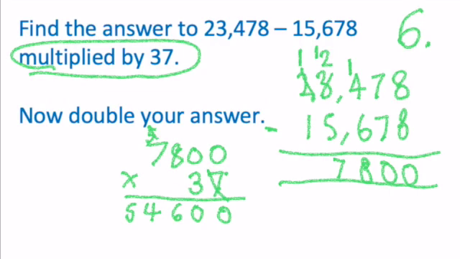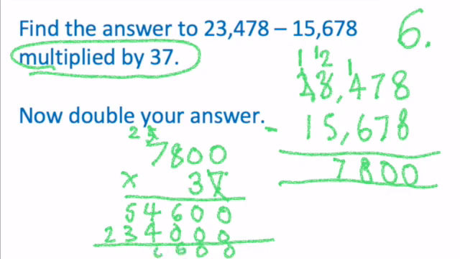Let's cross out the 7. Cross out the 5. Put a 0 here. 3 times 0 is 0. 3 times 0 is 0. 3 times 8 is 24. 4 carry the 2. 3 times 7 is 21. Plus 2 is 23. Let's add them. 0, 0, 6, 8, 8, 2. So it is 288,600. Now it says double your answer.